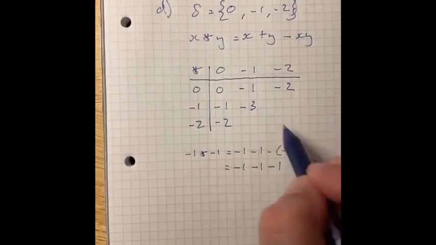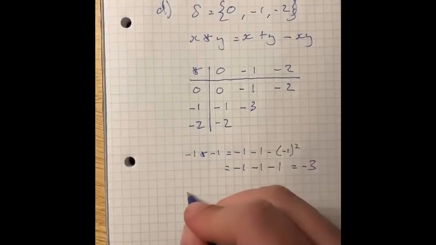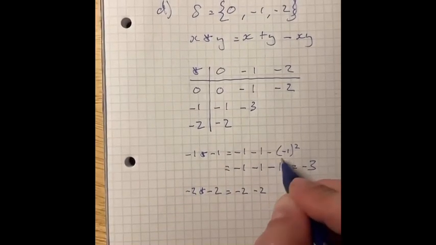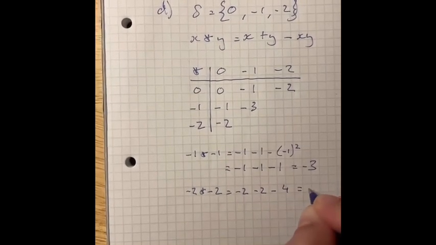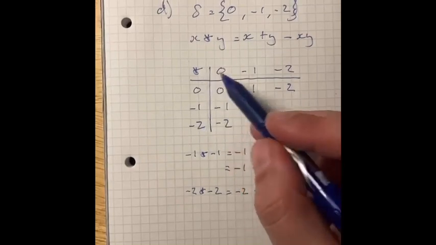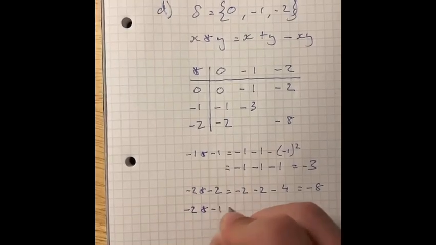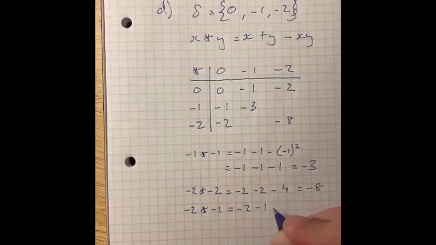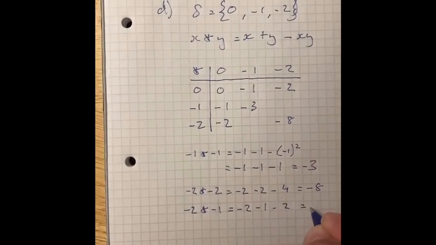let's carry on the diagonal. If we do -2 star -2, you've got again -2 plus -2, which is -4, minus 2 squared, which is -4, which is -8. Now -2 star -1, if you go through it, you've got -2 -1 minus, and then 2, which is -5.